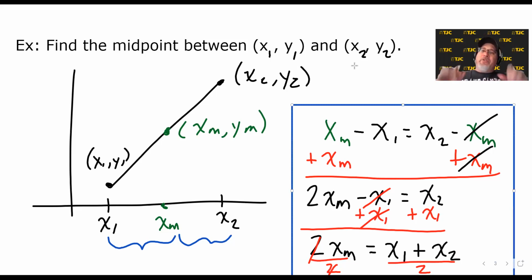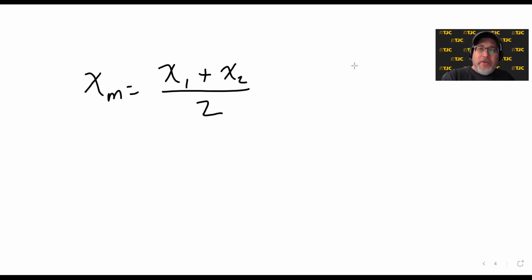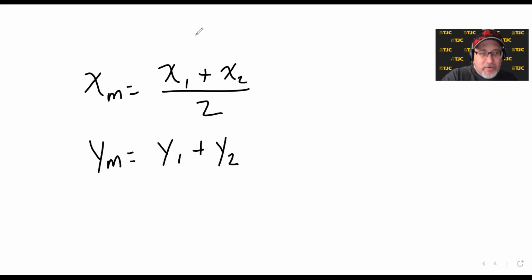The only difference is every x would be a y, which means the results would be the same, except every x would be a y. So for the y coordinate of the midpoint, you would add the first y plus the second y divided by 2.